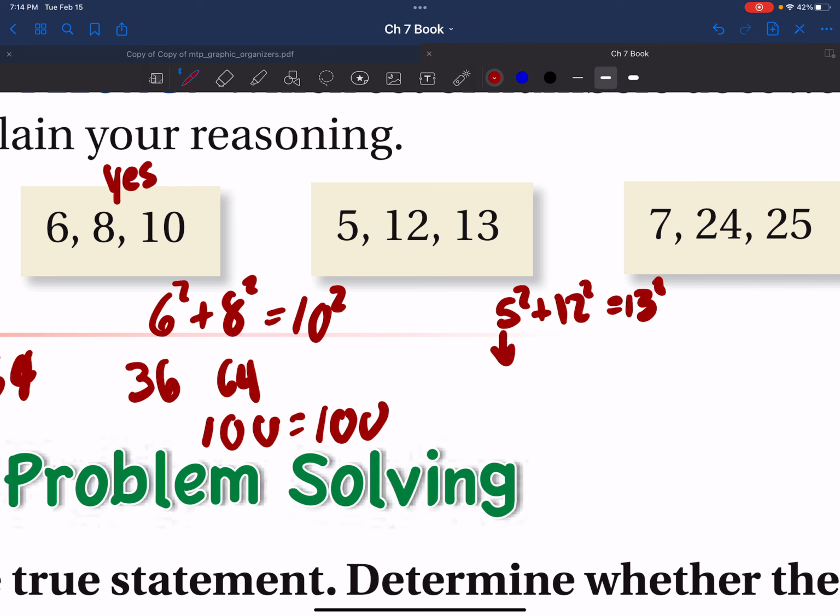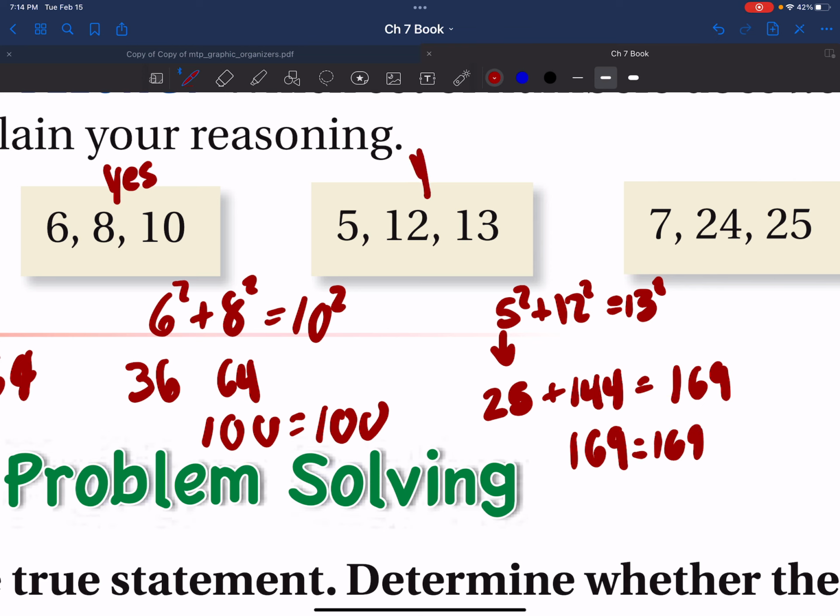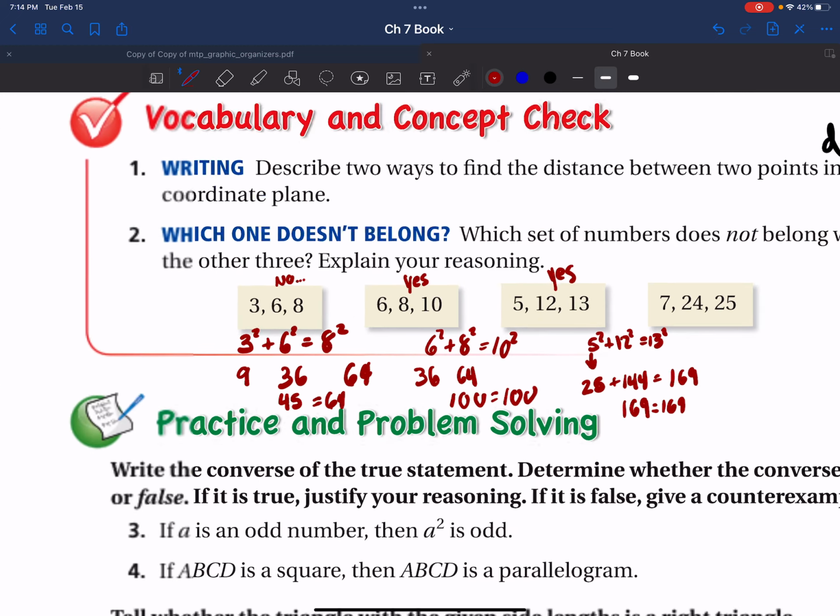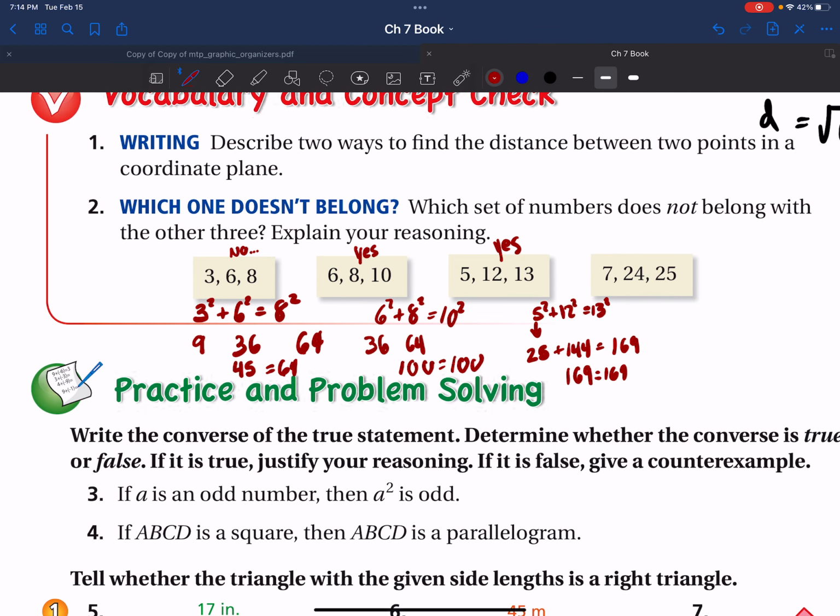5 squared is 25. 12 squared is 144. 13 squared, that's one of those ones I just don't have memorized, 169. Okay, so 144 plus 25 is 169. So yeah, this also makes a right triangle. I can kind of see what's going on here. I'm guessing that this last one is going to make a right triangle just because it would be the only odd one out that wouldn't create it.